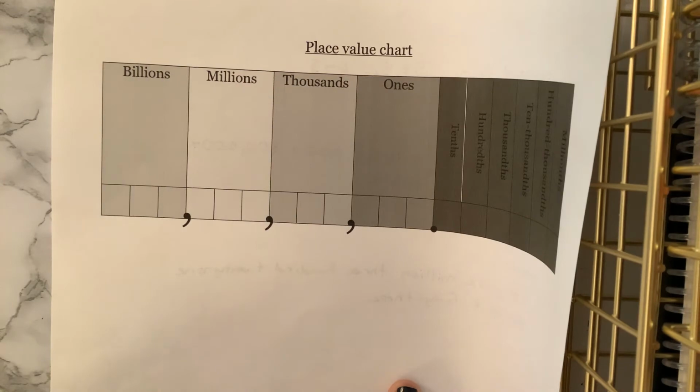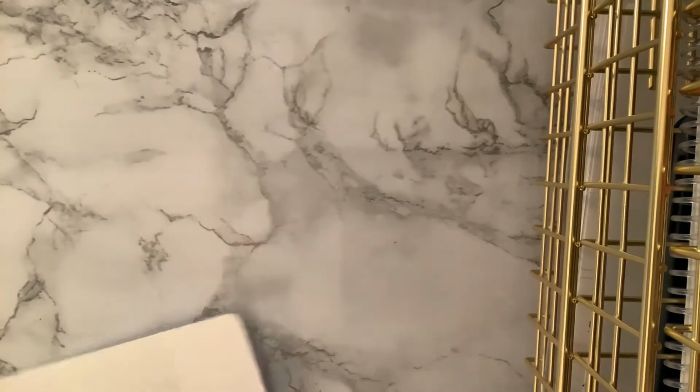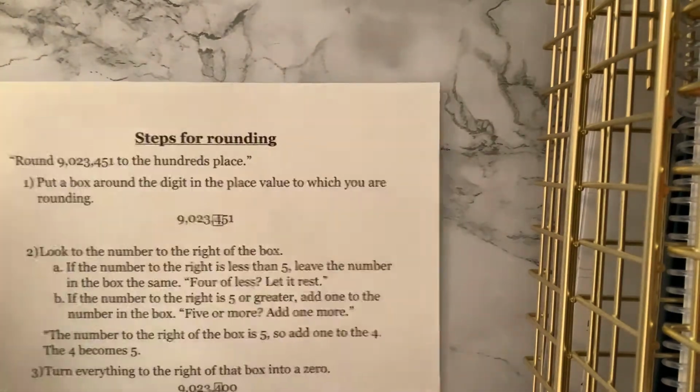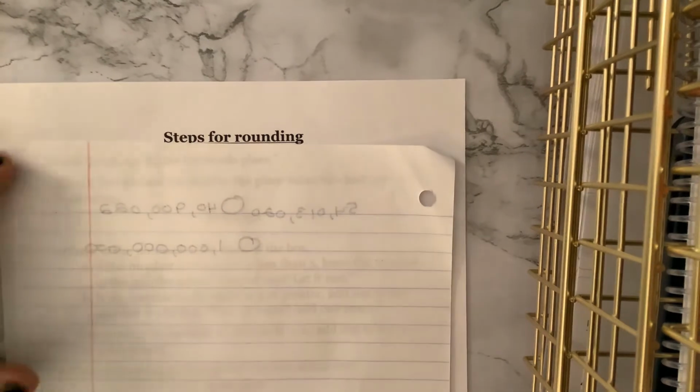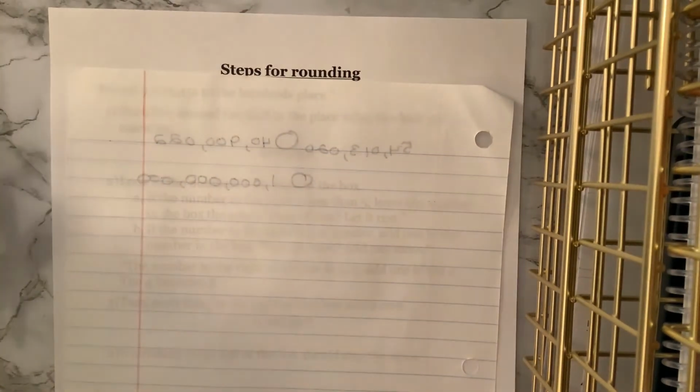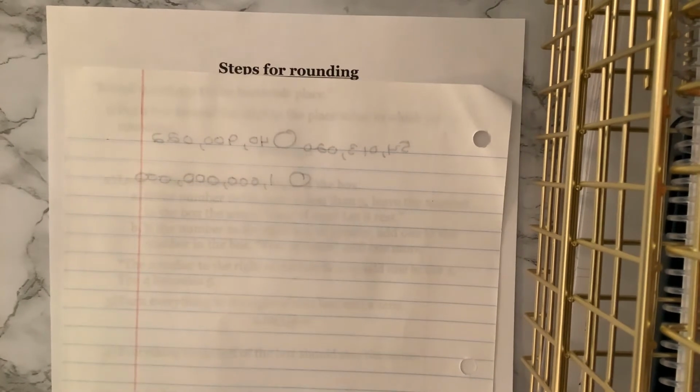So this will be a great reference for you as you're trying to figure out what place value you're rounding to. In addition, you're going to want to have these steps for rounding, which we're going to go over together right now. So these notes are going to be very helpful as you guys are working through how you're going to be rounding numbers to particular place values.